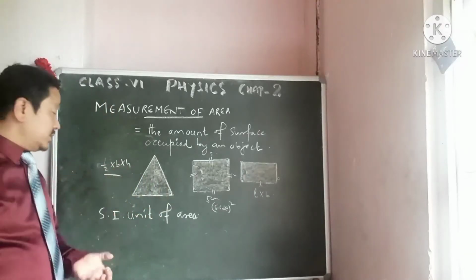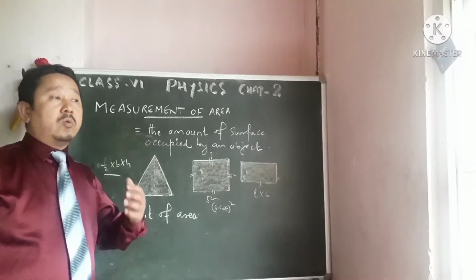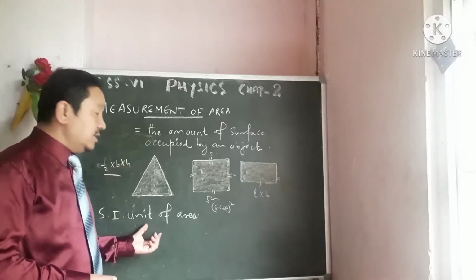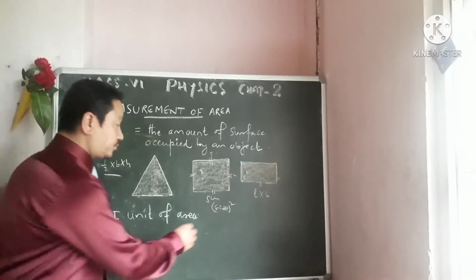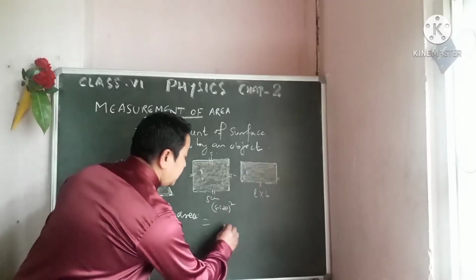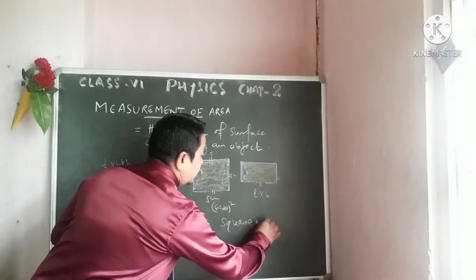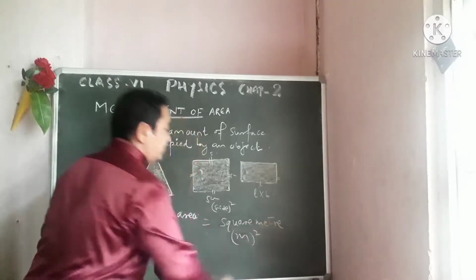Now we'll see the SI unit of area. What is the unit we use in the measurement of area? The SI unit of area is the square meter.